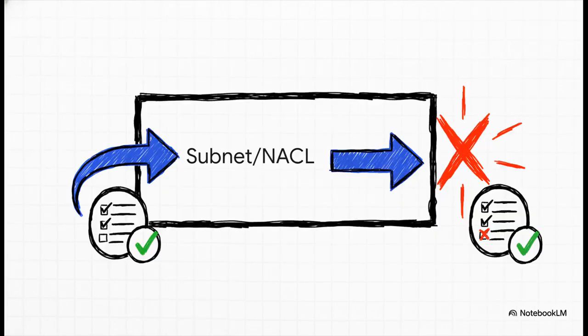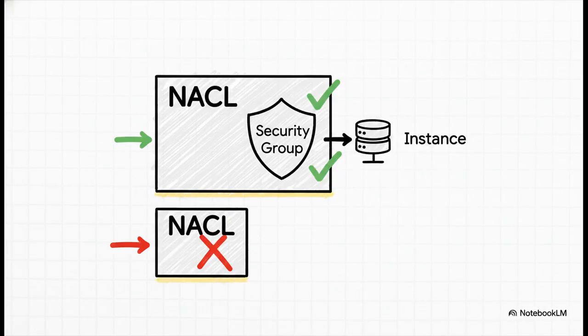Number 2, network ACLs are stateless. No memory. You must create explicit inbound and outbound rules for a conversation to work. Number 3, the order of operations. For any traffic coming into your instance, it has to get past the NACL at the subnet border before it ever even gets checked by the security group. If the NACL says no, the security group never even sees the packet.